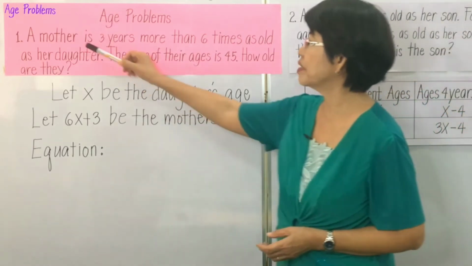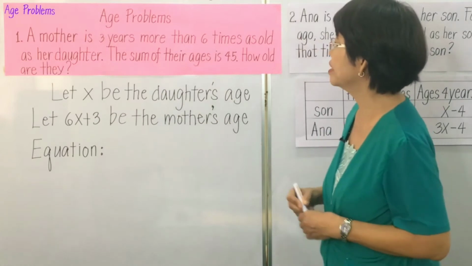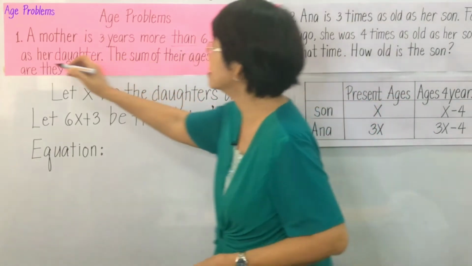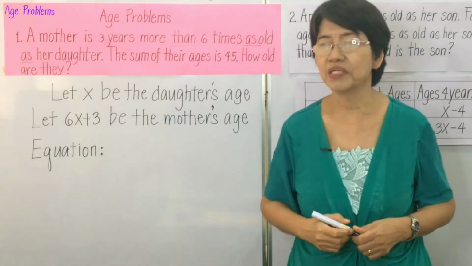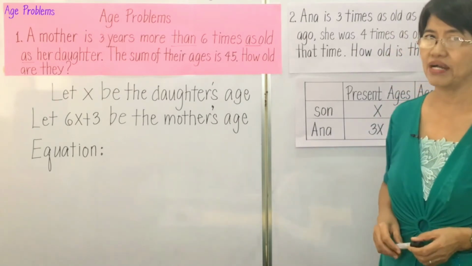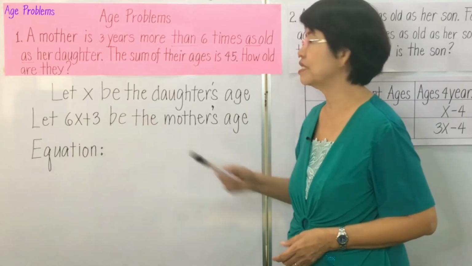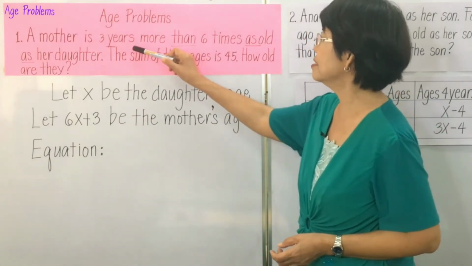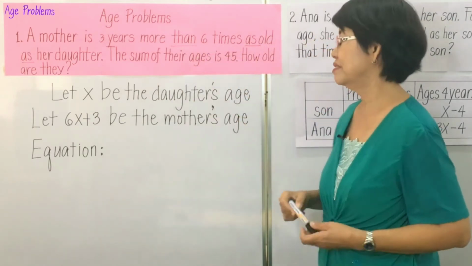and the age of the mother is being compared to the daughter. We have here the word "than" and "as old as the daughter." So the age of the daughter will be represented by the variable X. And we let 6x plus 3 be the age of the mother because the mother is 3 years more than 6 times as old as the daughter.